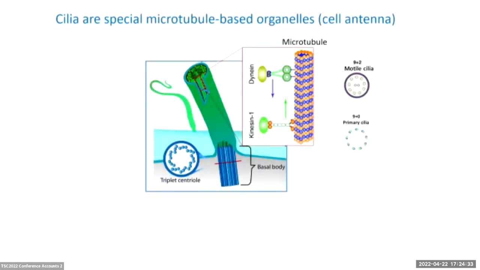This is the structure of cilia. They are microtubule-based organelles that work as cell antennae. As you see, the nine doublets of microtubules have exactly the structure of the cytoskeleton microtubules. There are two types of cilia: the motile cilia, which have a central doublet of microtubules, while the primary cilia, which I will speak about today, have only nine. They are called 9 plus 0 because they don't have a central doublet of microtubules.